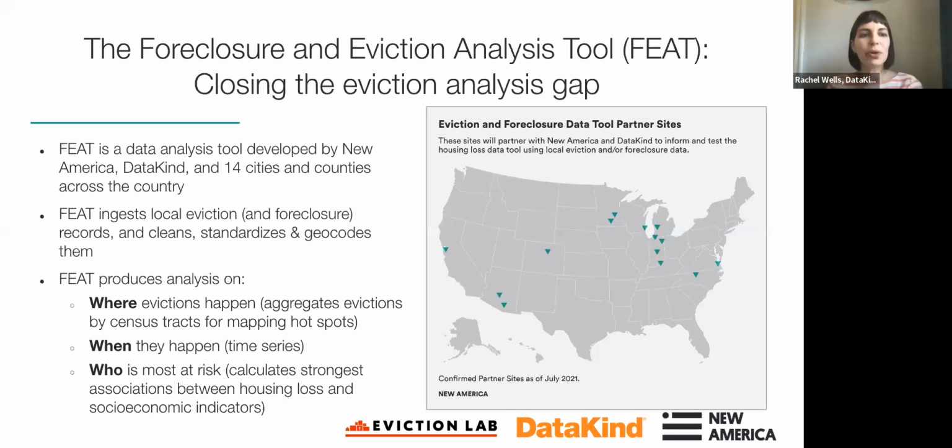So DataKind developed a tool called the Foreclosure and Eviction Analysis Tool, FEAT for short, closing that eviction analysis gap. And it has been, in partnership with New America, developed to ingest that local eviction and foreclosure data for analysis, cleaning, standardizing, geocoding it, all of the behind the scenes work needed to get to machine learning, in order to analyze where evictions happen, when they happen using time series, and who is at greatest risk. So we can calculate risk using machine learning with a combination of socioeconomic indicators and housing loss historic data.